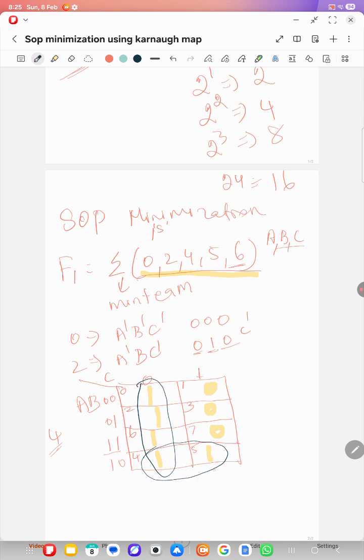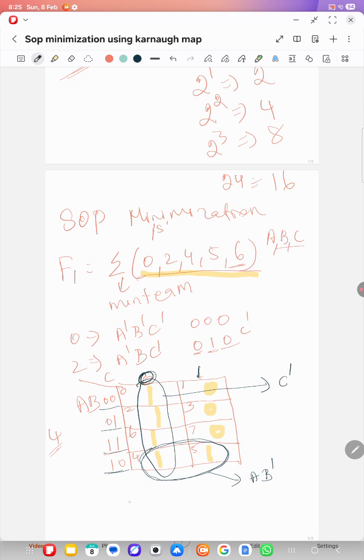Now after grouping, each group you have to assign with a product term. How will you assign a product term? For these 2 ones, this one belongs to 10, and here the 0 and 1 are contradictory. You have to leave out the contradictory variables. So here you have only A and B dash for this grouping. And what about this grouping? This consists of only C dash, and these are all contradictory, so you have to leave them. So you will just have C dash.